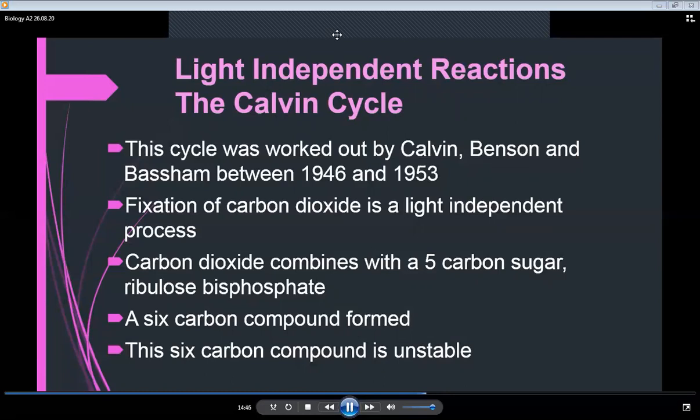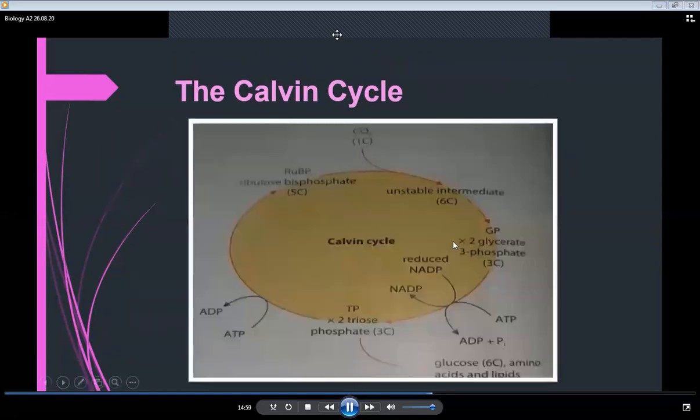Now, what happens in the Calvin cycle? The fixation of carbon dioxide takes place in the Calvin cycle, which is a light independent process. I will move to this cycle now. This is a diagrammatic representation of the Calvin cycle. Carbon dioxide has one carbon. Remember this story of the number of carbons once again. Carbon dioxide, having one carbon, combines with a 5-carbon compound, which is ribulose bisphosphate.